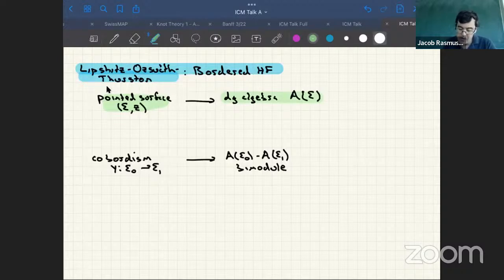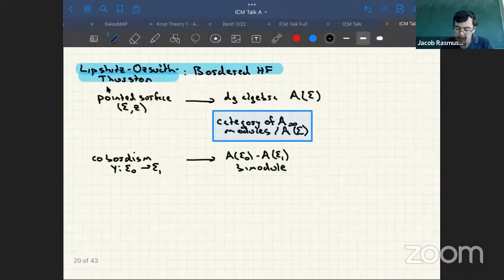And that extra data gives you a specific way of writing down a specific basis for this algebra, if you will. Okay, and then they further tell us that if I have a cobordism from sigma naught to sigma 1, that should give me a bimodule. Okay, A of sigma naught, A of sigma 1 bimodule. Should say A infinity bimodule.